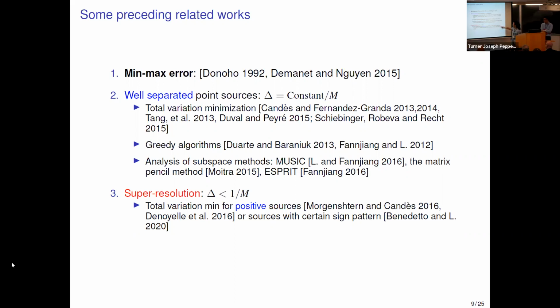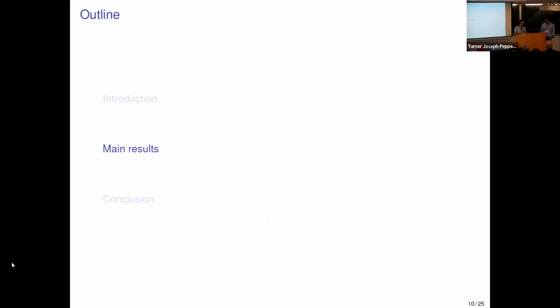And then in 2016, super resolution is addressed with TV minimization, where the point sources have a positive magnitude or the magnitude has a certain pattern, okay? So we want to look at the general case where we have complex magnitude. And next is our main result. I will pass to Weilin.